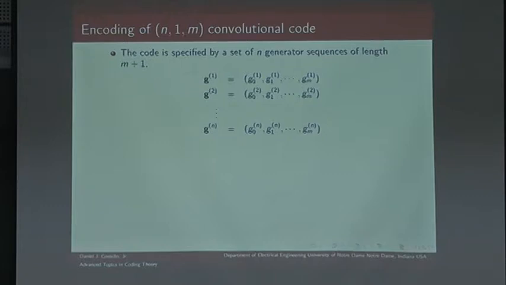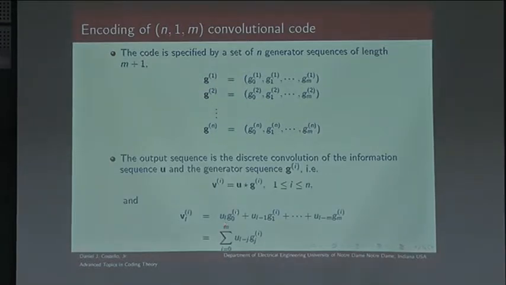Now what gives us our code or defines our code? Well, there is a set of n generator sequences, each of length m plus 1. M is the memory order. And they're denoted this way. And these are binary sequences again. This is very analogous to the generator matrix of a block code. And the output sequence, these are called convolutional codes for a reason, is the discrete time convolution of the input sequence with each of the generator sequences. So the ith output sequence would be this discrete time convolution where i is between 1 and n because we have n output sequences.